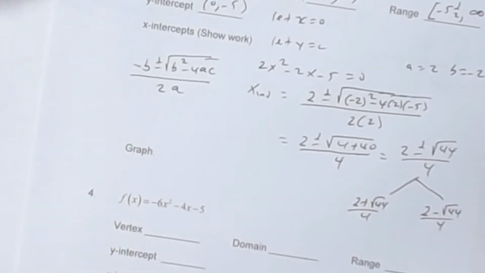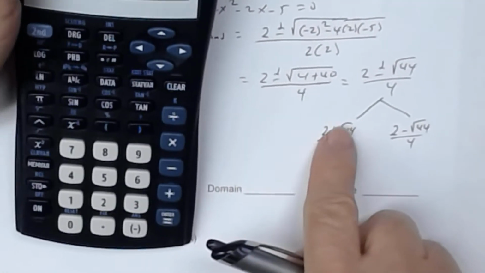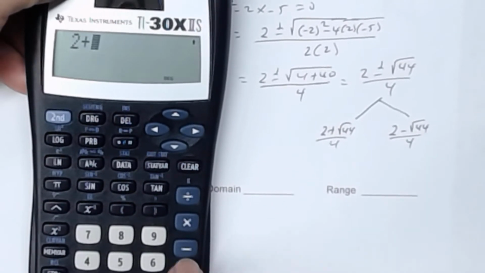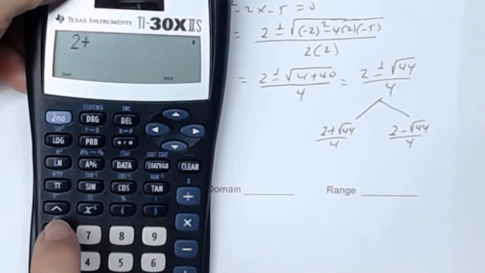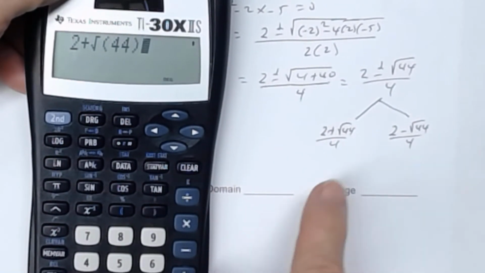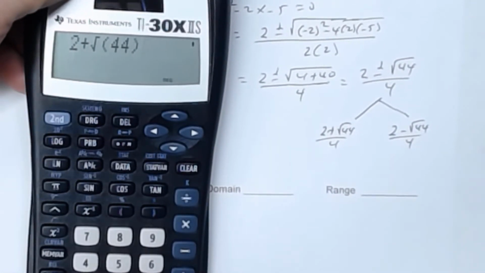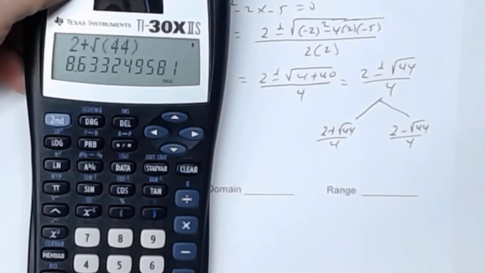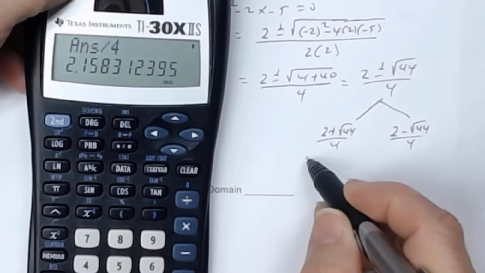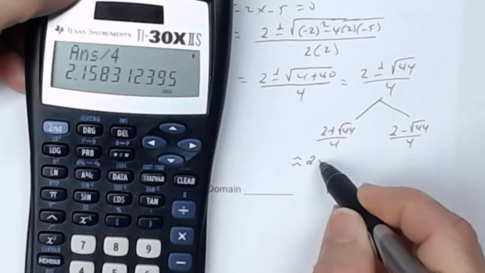All right, so let's remind ourselves how to use a calculator with this. Listen carefully. We're going to do the numerator first. So you're going to say 2 plus the square root of 44, close the parentheses, press equal. Don't divide by 4 yet, because then you're only dividing part of it by 4 when this whole thing needs to be divided by 4. Just press equal. That's your numerator. Now divide by 4. So I'm dividing the numerator by 4, and one of my x-intercepts is approximately equal to, to the nearest tenth, 2.2.